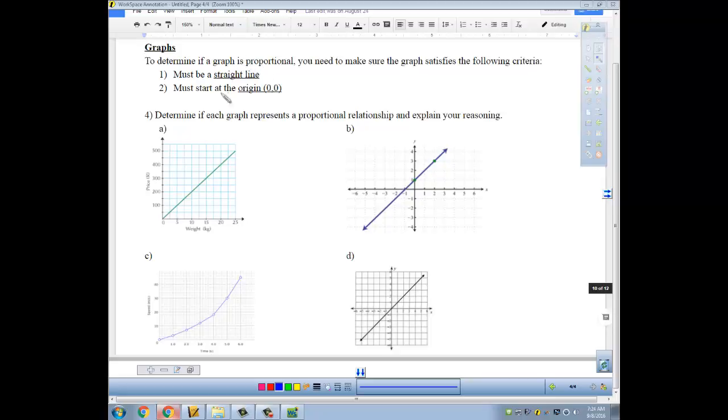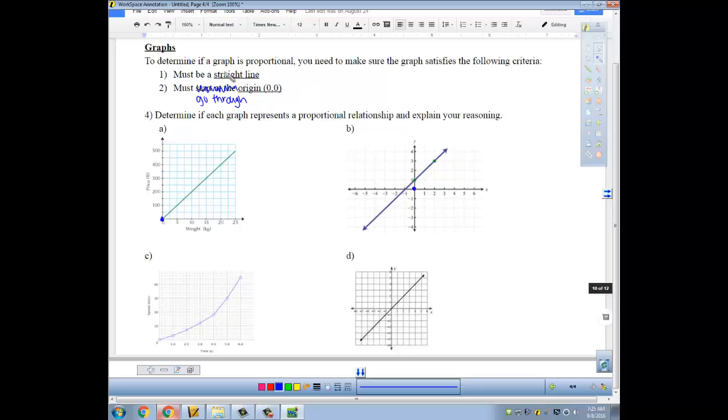The second thing is, and I shouldn't have said start at, it must go through, so please fix that. Go through the origin, which is 0, 0. 0, 0, if we look at A, is right here in the corner. If we look at B, it's right here in the center. So 0, 0 is kind of the start or the center of the graph.